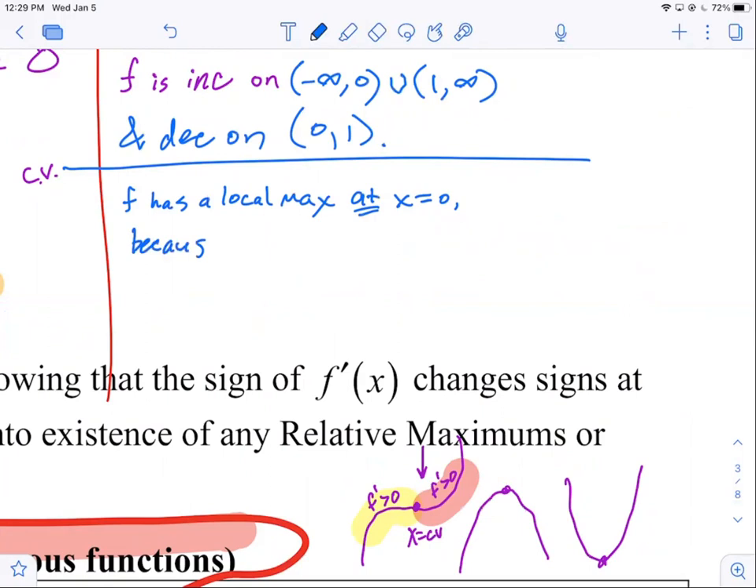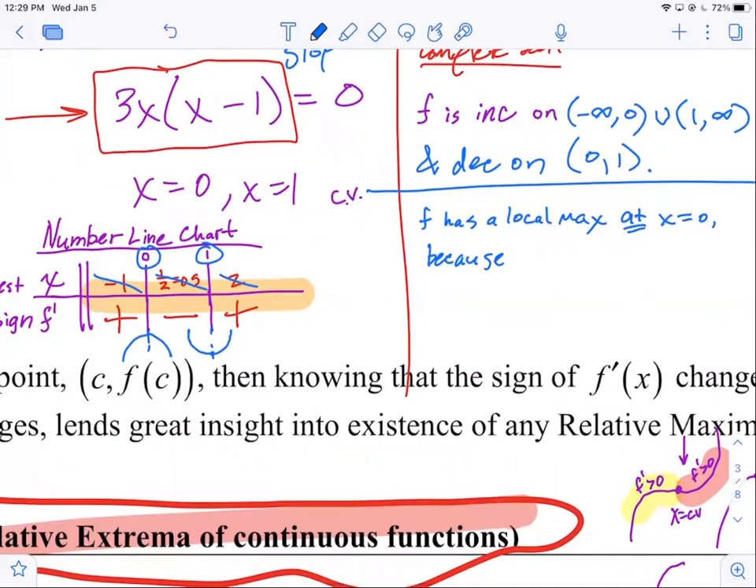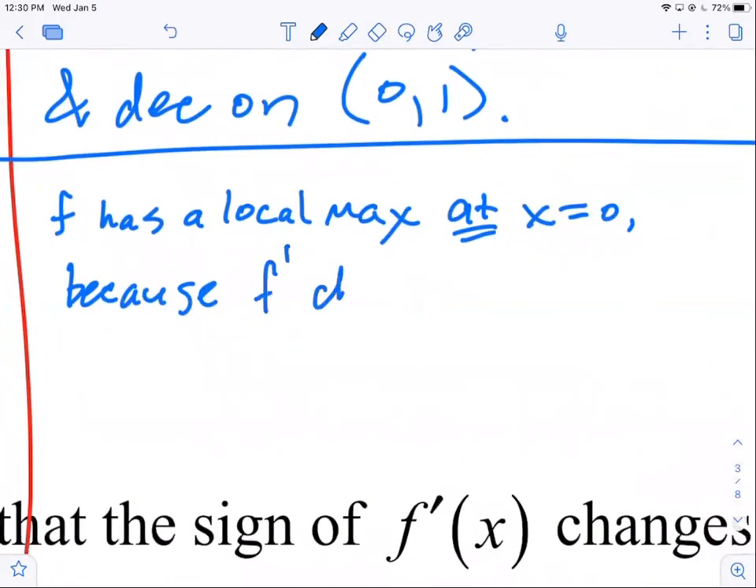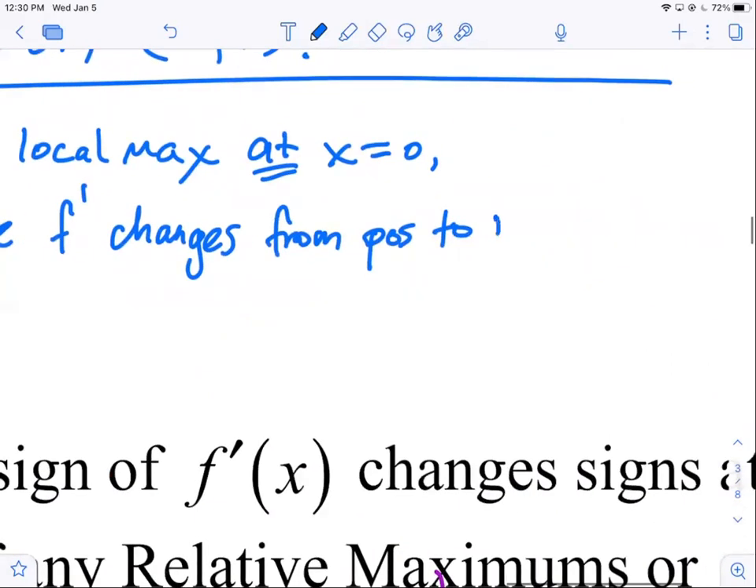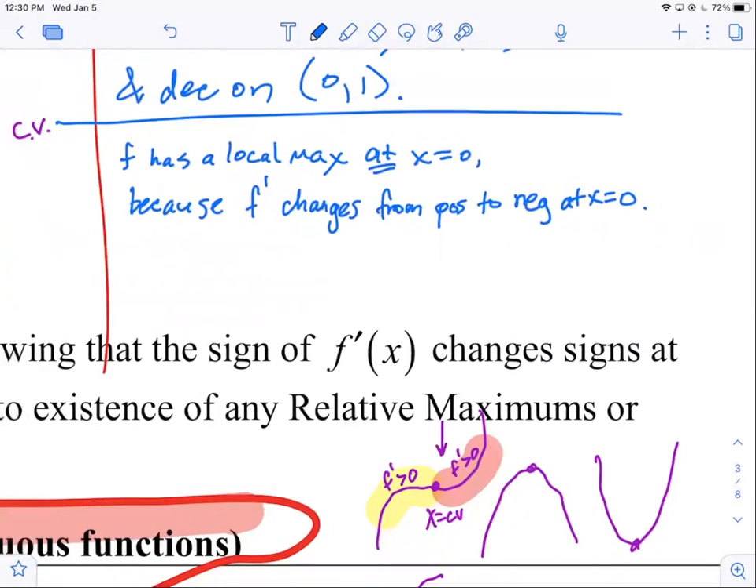Because, I used to write since, but because is a little better. Because, and now you have to talk about a local argument, because f prime changes from positive to negative at x equals 0. Trust me 100%, if you say it like that, you'll get full credit. When I was an AP reader, I learned kind of a lot about the difference between getting the right answer and getting credit for the right answer. And this is kind of the way they want it, right?